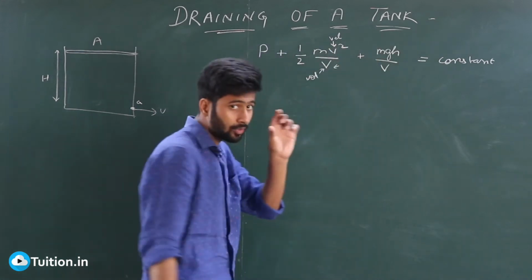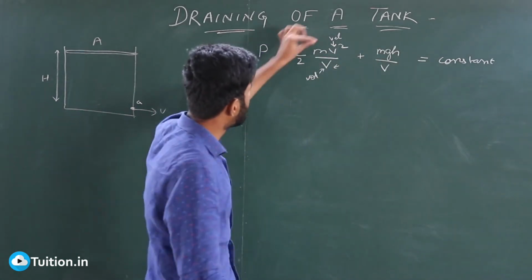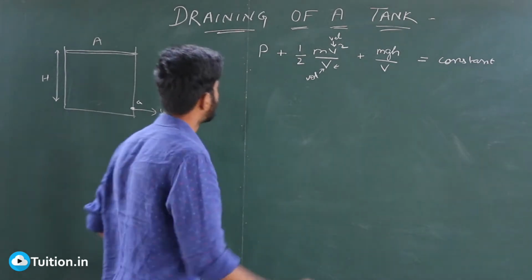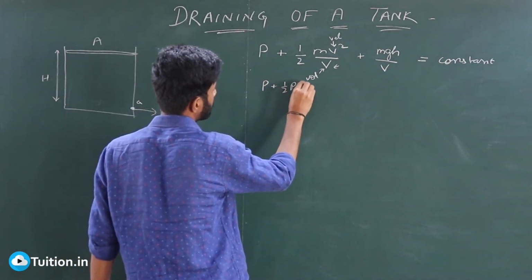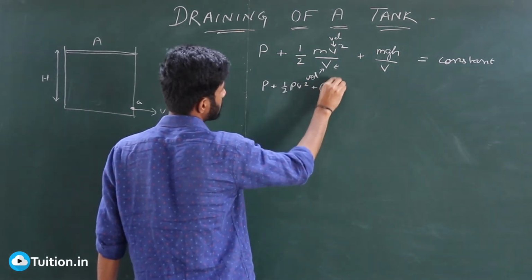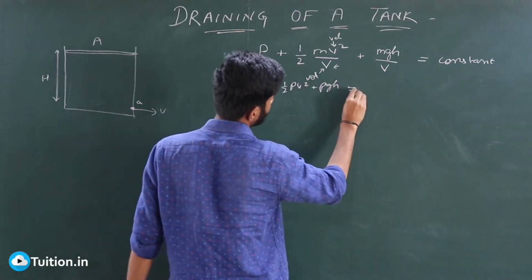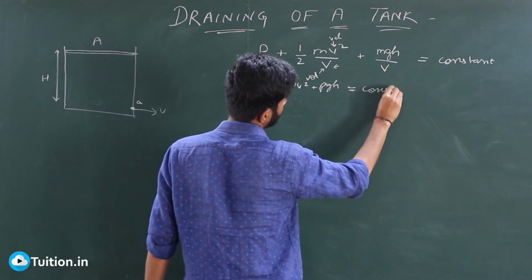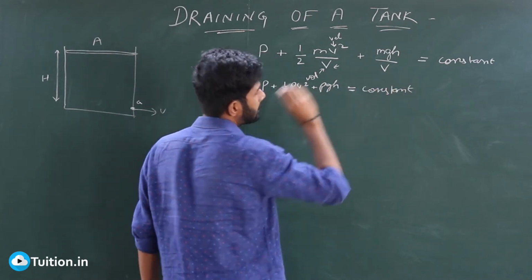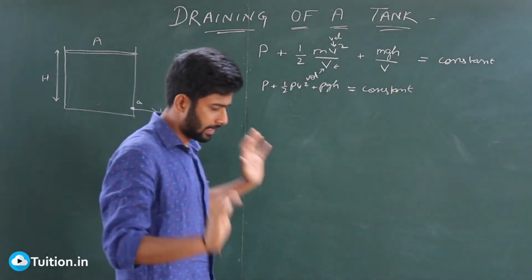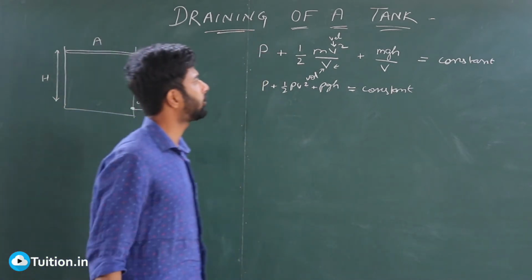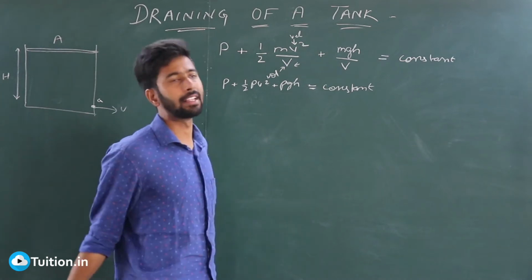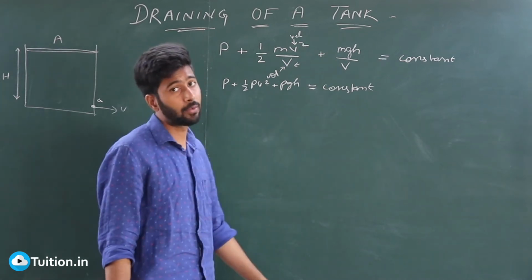Your m is the mass of the liquid, V is the volume of the liquid. So mass by volume can be written as density of the liquid. So this is P plus half rho v square plus rho g h is equal to constant. This is the primary Bernoulli's equation that we are going to use to solve this particular case, and in fact for a lot of our questions in fluid mechanics. But when is this valid? That is the question.